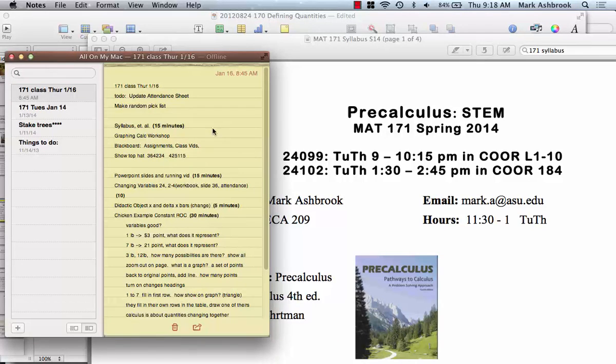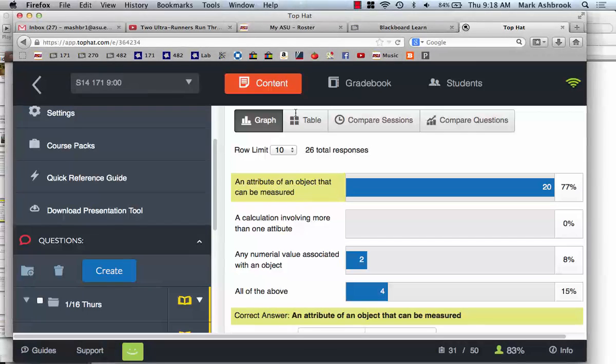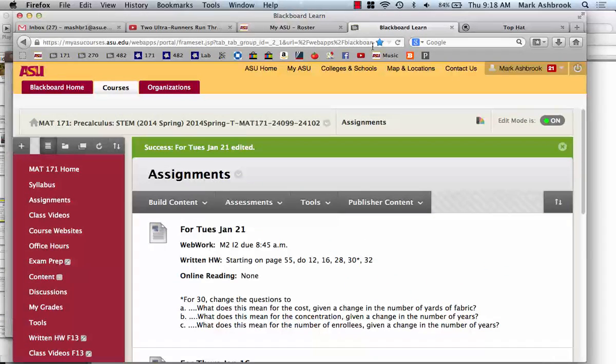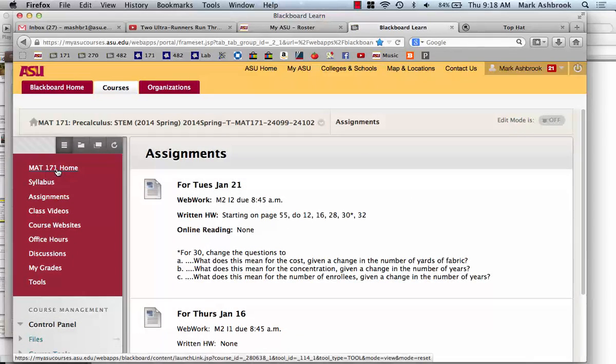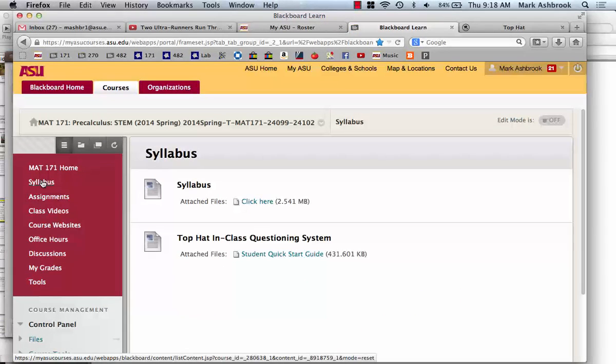Oh, let's just look at Blackboard. I'm going to point out some things on Blackboard. I've opened up some new areas. Here's the home page again. The homepage will have announcements. Syllabus is the next link. There's a resource for the in-class questioning system, which you probably won't need. Most of that you'll learn on the fly.